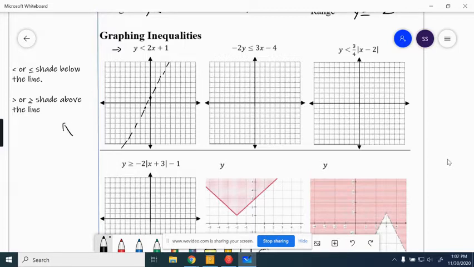And then I've got a little chart here for you if you need it. So if it's less than or equal to, we're going to shade below the line. Or if it's greater than or equal to, we're going to shade above the line. So this is less than, so we're going to shade all over below the line. All right. Okay, moving on.